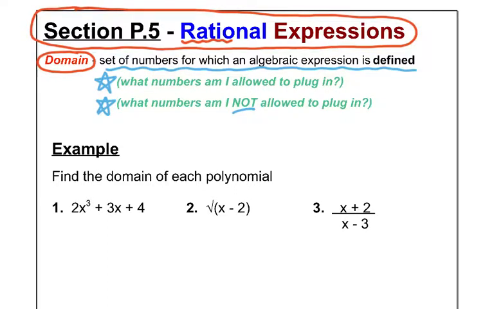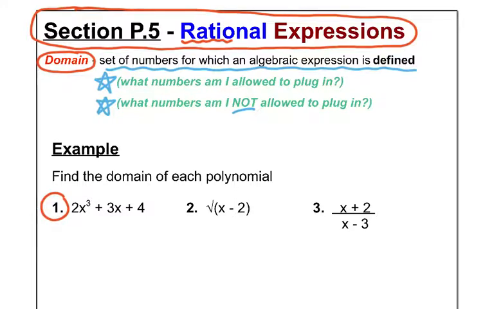We're trying to figure out, friends, what are we allowed to plug in and what can we not plug in? Because we got to be safe. We don't want to be dividing by 0 or doing anything illegal. That's bad. Well, for example, let's just play for a little bit. Number 1. Can you find the domain of each of these polynomials?